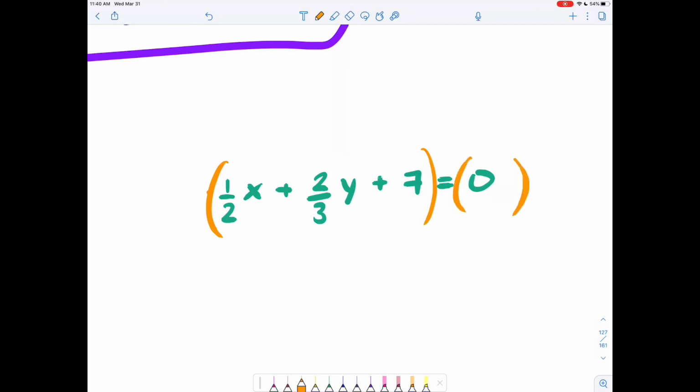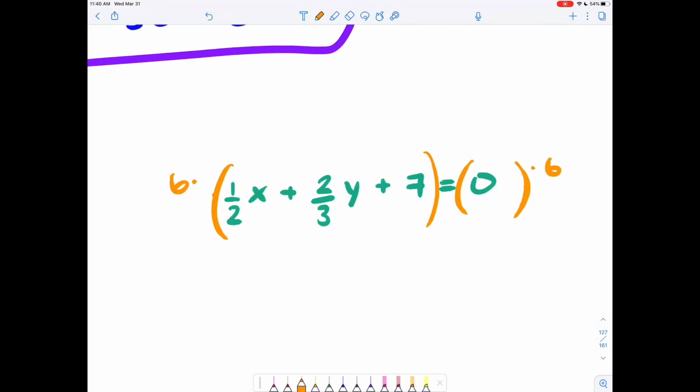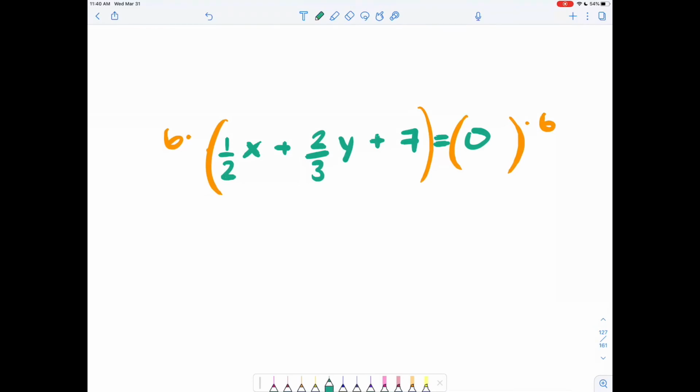In this case, the lowest common multiple is 6. By doing that, I end up with 6 halves, which is 3, plus 12 thirds, which is 4y, plus 6 times 7, which is 42, equals 0 times 6, which is 0. So here, if we have multiple fractional coefficients and they have different bases, we would multiply both sides by the lowest common multiple. All right, that is it.